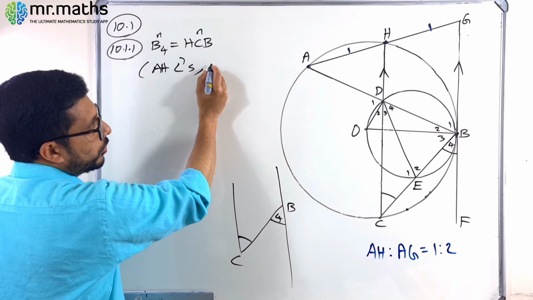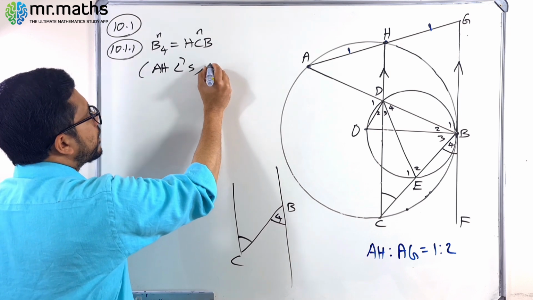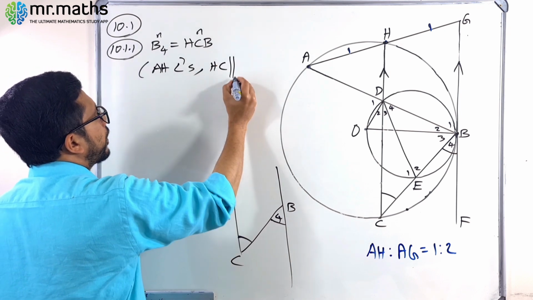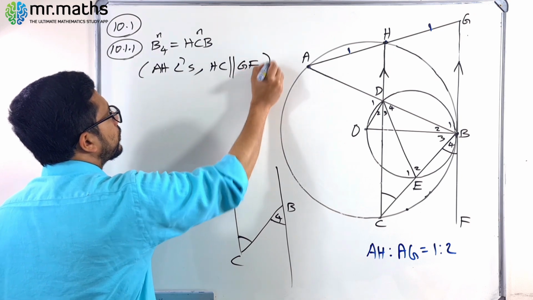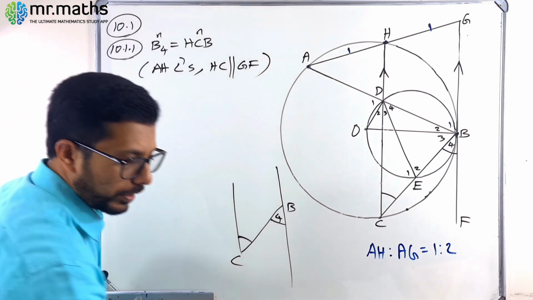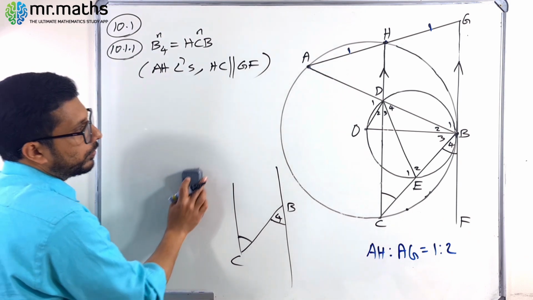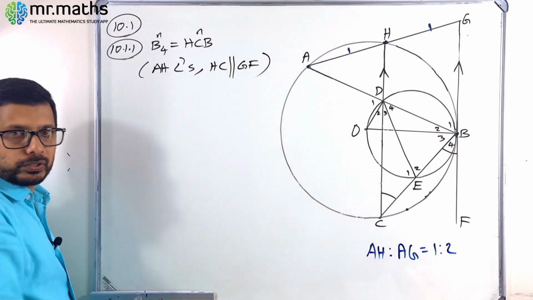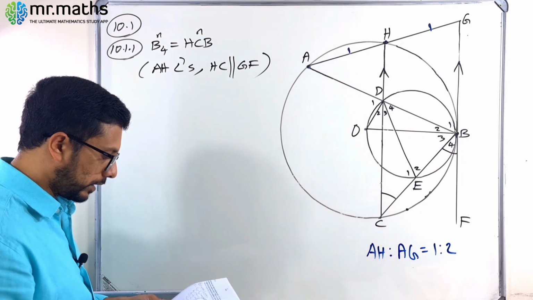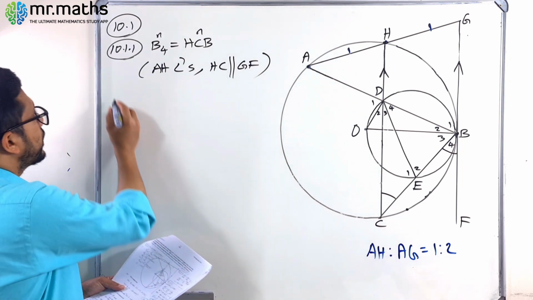Then we have to write which two lines are parallel. HC is parallel to GBF, or GF. You have to write the reason. That is the question. So now we know that two angles are equal. Don't forget that one, maybe we have to use it somewhere else. Then next question, 10.1.2.